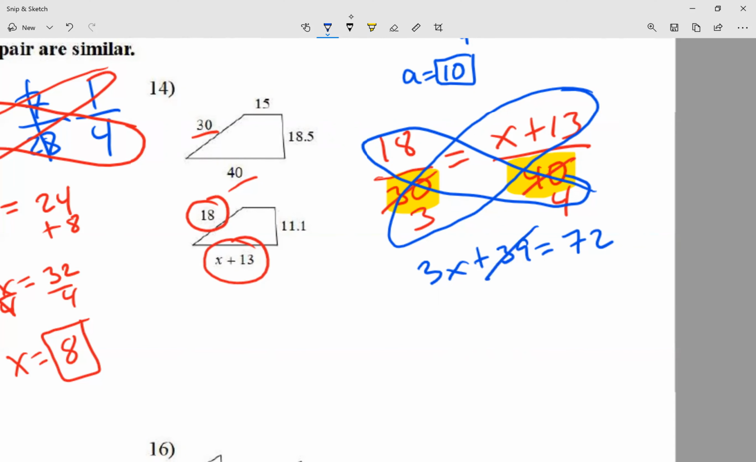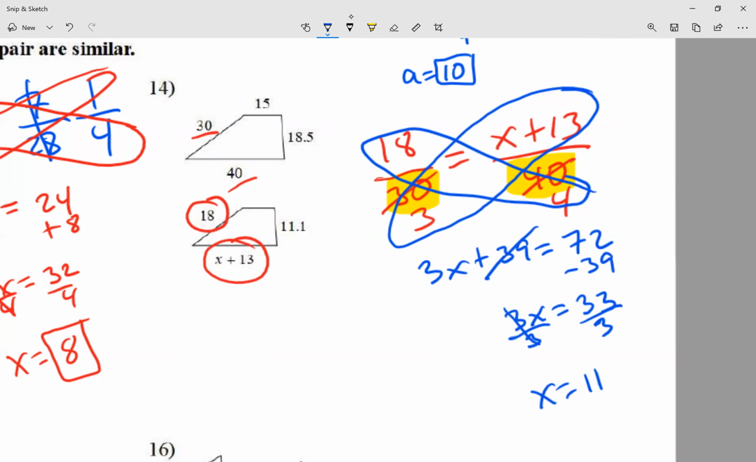My plus 39, let me move it over as a minus 39. So that gives me that 3x is equal to 33. All right, 72 minus 39, that's 33. Let me divide by 3. So I'm going to get x equals 11. So my answer is 11.